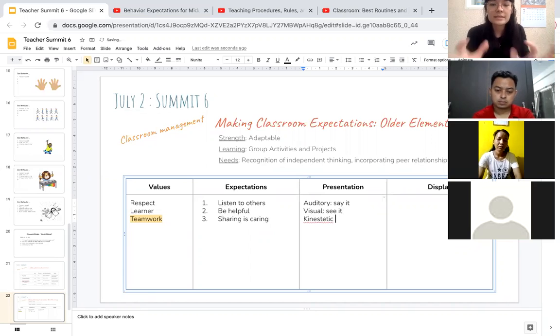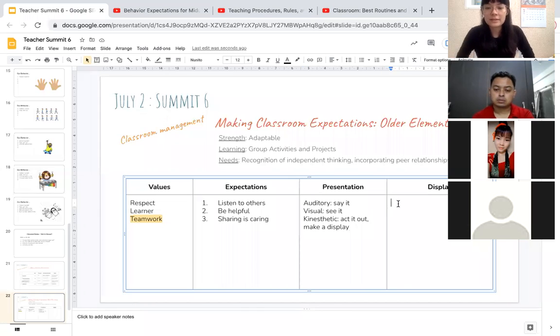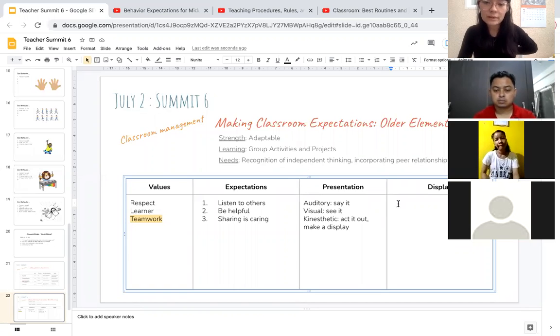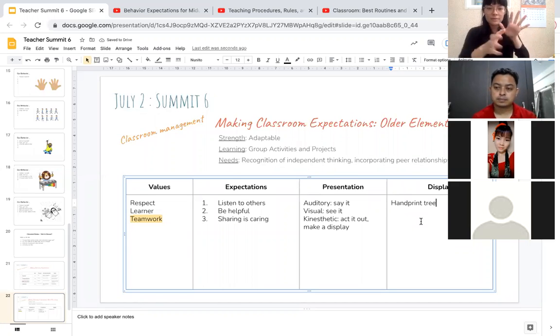And then kinesthetic. So kinesthetic is feeling. Okay, so you can act it out, or make a display. So acting it out would actually be really good for younger elementary, but you could make a display together. So how do I want the display? Maybe one idea is you could do a handprint tree. So you can make a handprint with paint or something, and then create a tree.